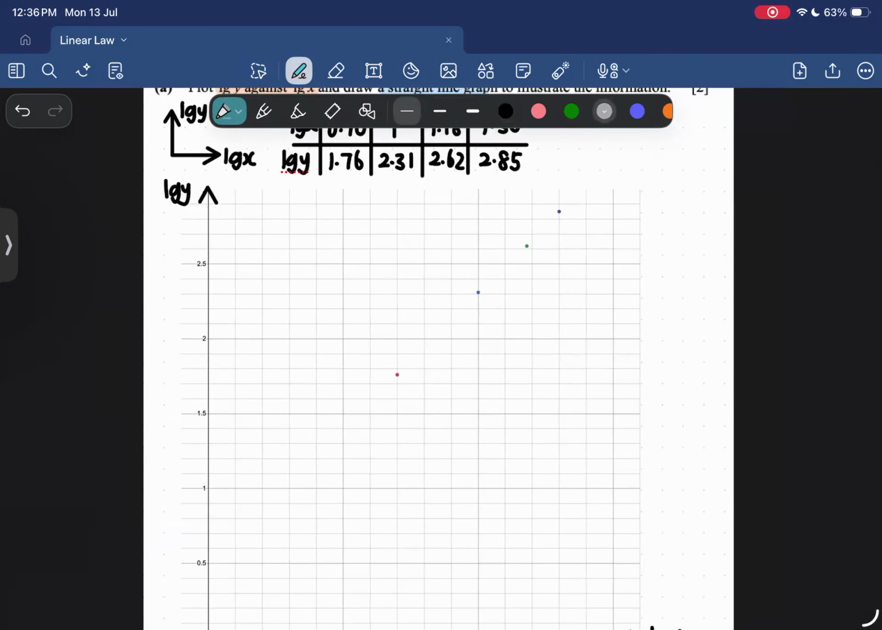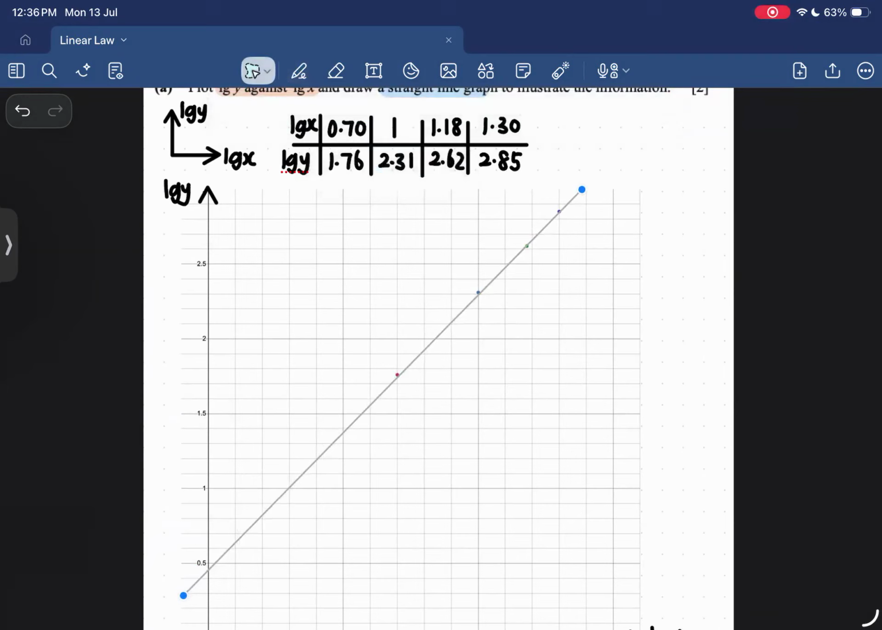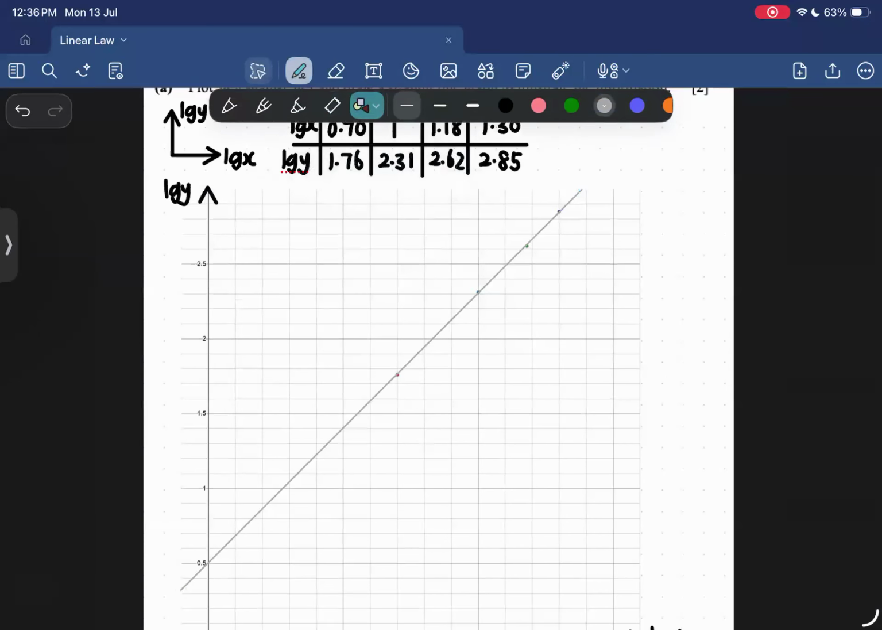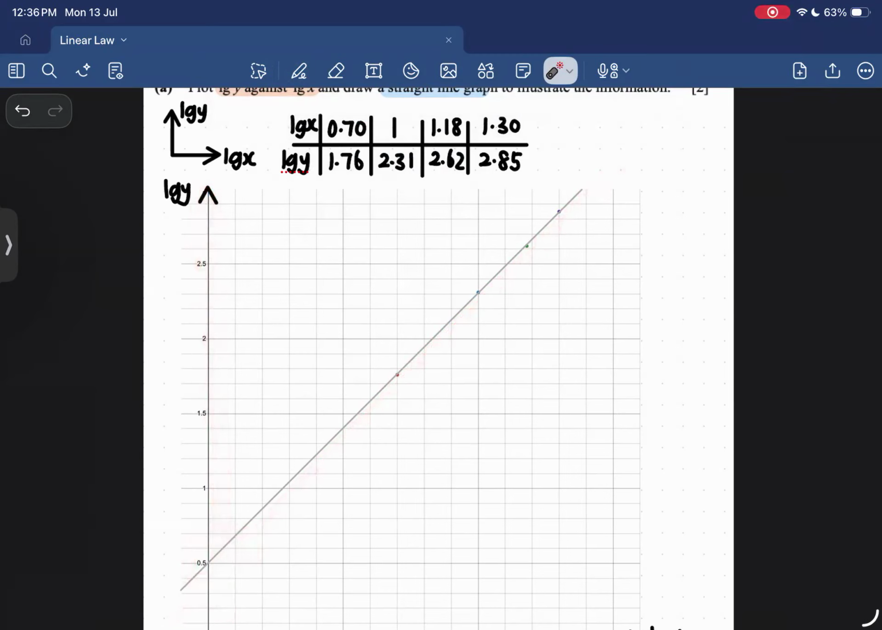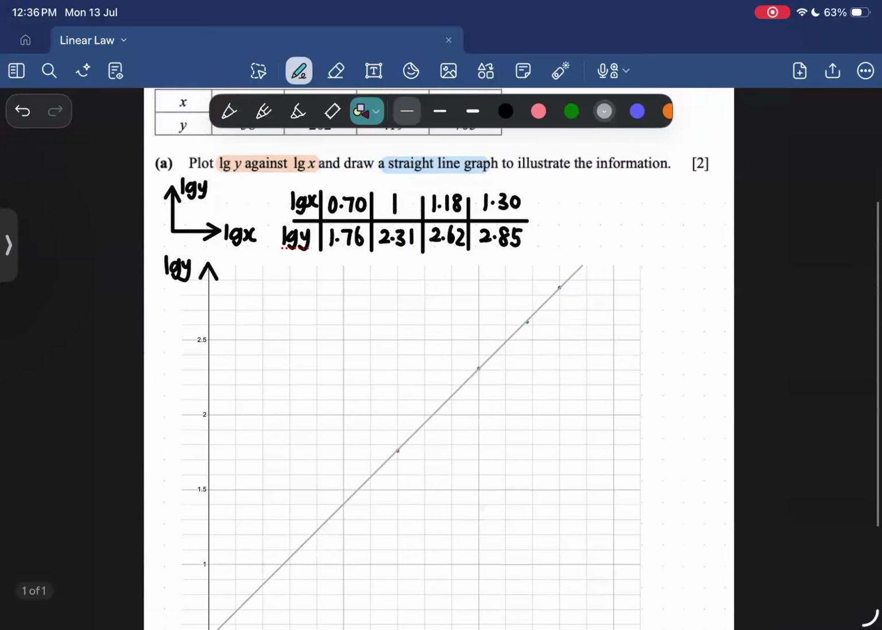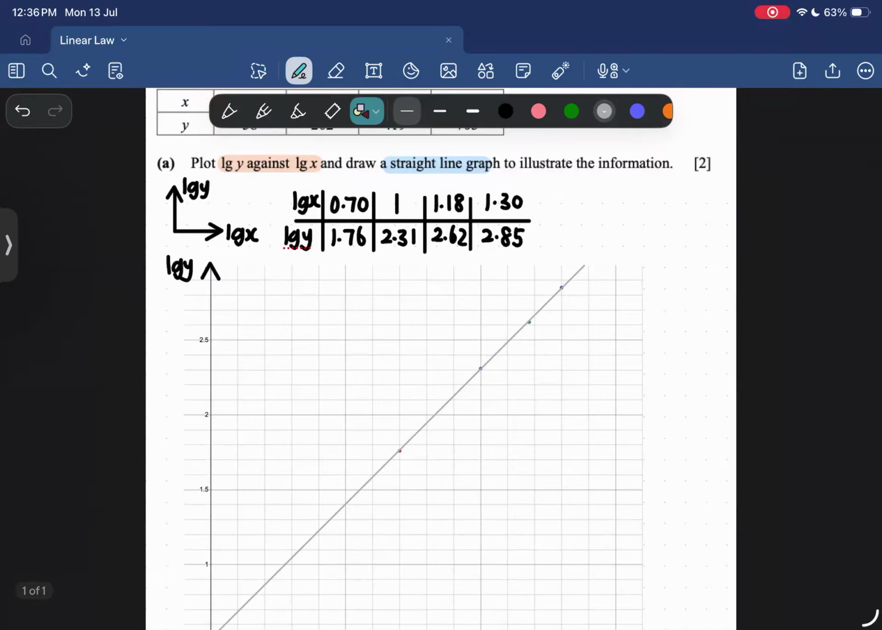When you connect your line, can you please cut through the y-axis? Why do some of you draw and then stop halfway? What's the point of drawing, right? You should cut through and meet the y-axis. Sorry, I said it wrong. Meet the vertical axis here because you need to see the y-intercept. This chapter is all about finding the gradient and y-intercept. So you must extend your line. Okay, you extend all the way, you will get your 2 marks.